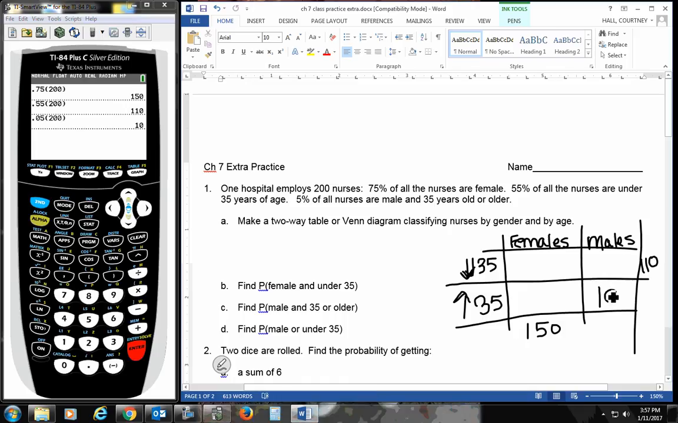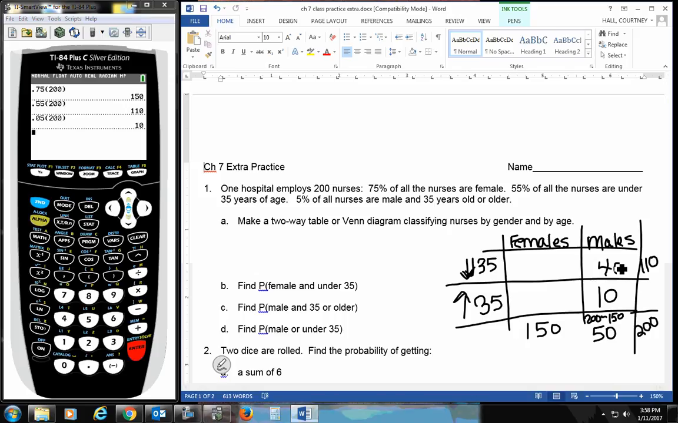So that's all the information they give us, but we can figure out all the other pieces from some totals that they gave us. We know that the total is going to be 200 because we have 200 total nurses. So if we have 150 females, then that leaves us with 50 males because you're going to do 200 minus the 150 females, and that gives us that 50 right there. Well, for males, that tells us we have a total of 50, but we have 10 that are over 35, so that would leave us with 40 being under 35, since those two cells, 40 and 10, have to add up to the 50.